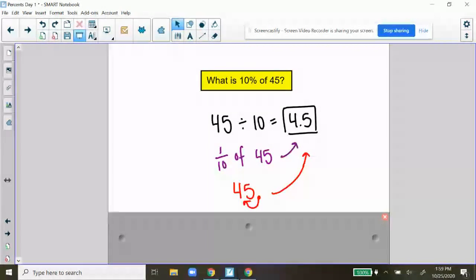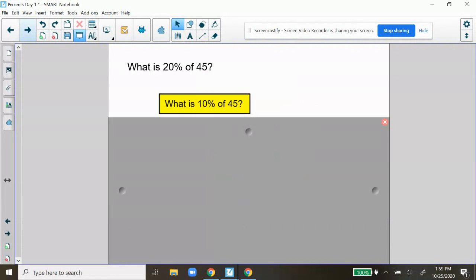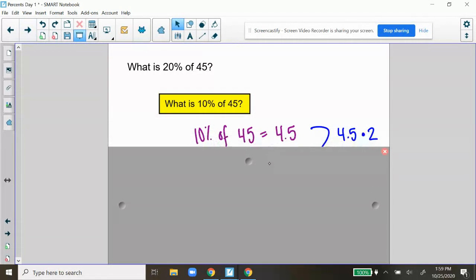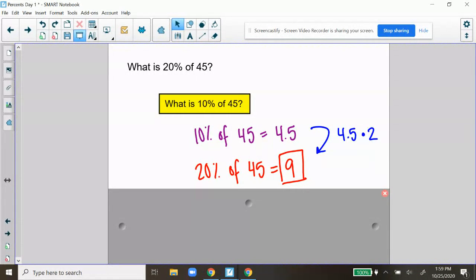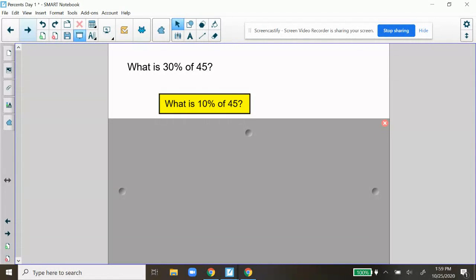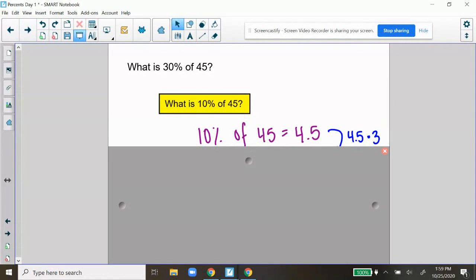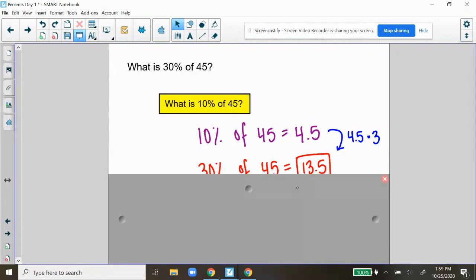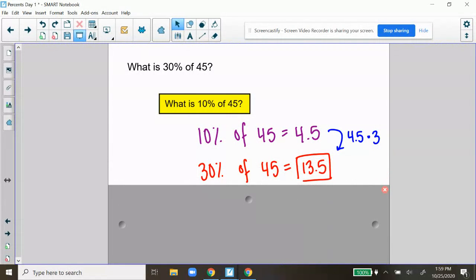Now let's use this benchmark of 10% to find some other percentages. What if I want to know what 20% of 45 is? Well, I know that 10% is 4.5. So 20% is double of that, which means 20% would be 9. What about 30%? Similarly, we know 10% is 4.5. So triple that would get me to 13.5.